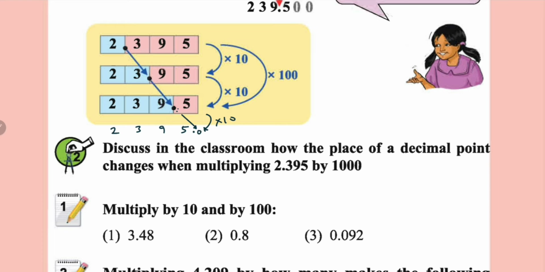Okay, this becomes 0.2395. So the answer is, see, multiplied by 1000, right? This is 100 into 10, which is 1000. The whole thing is into 1000, so the answer is 2395.